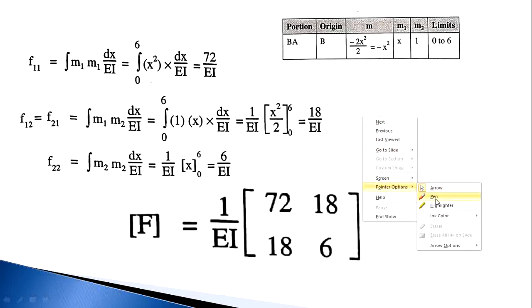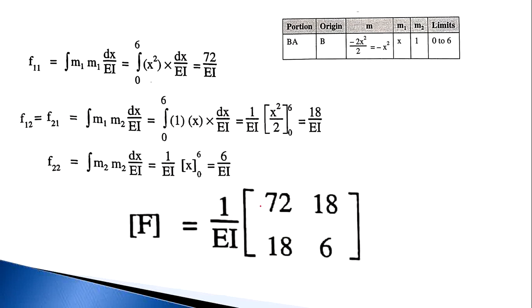Now we need to form a flexibility matrix. How to form that flexibility matrix: this is a 2 by 2 matrix. Means I want to find out F11, F22, and F12 and F21, where both values are the same. So we want to calculate 3 values, that is F11, F12 equal to F21, and F22.